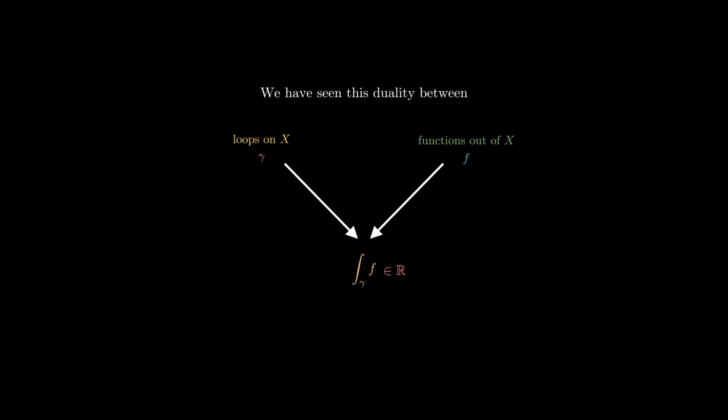So on one side of the coin, we have loops on the space. On the other, we have functions out of the space. These are like two sides of the same coin, which are bridged via the integral. And at this interface, we have numbers. In around the year 2000, Kontsevich and Zagier called such numbers periods. So a period is a number which lies at the interface between this duality.